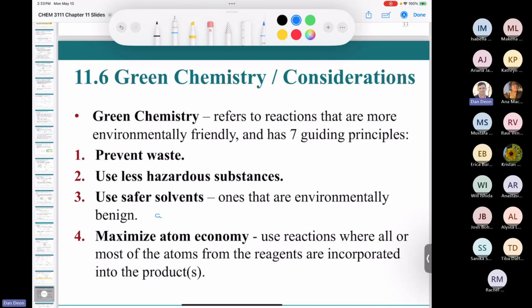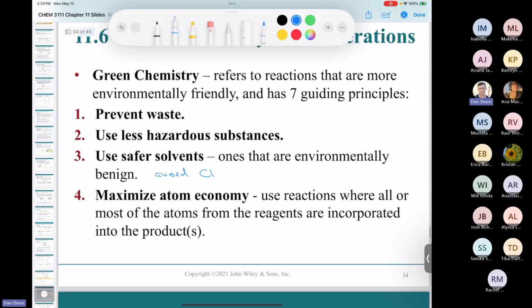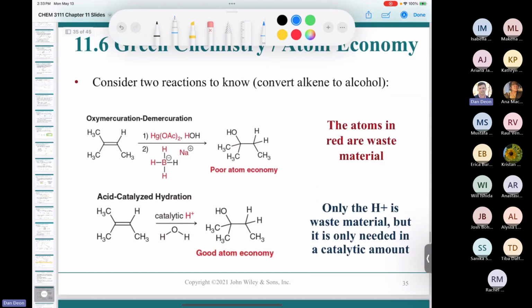So avoid chlorinated solvents. Maximize atom economy. So that just means if there's any atoms incorporated into the reagents, that they end up in the product and not in the waste container. So take a look at these 2 reactions here.